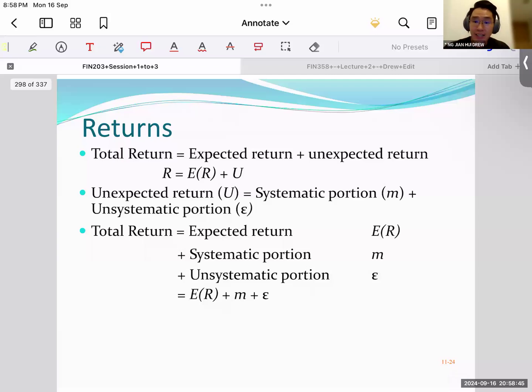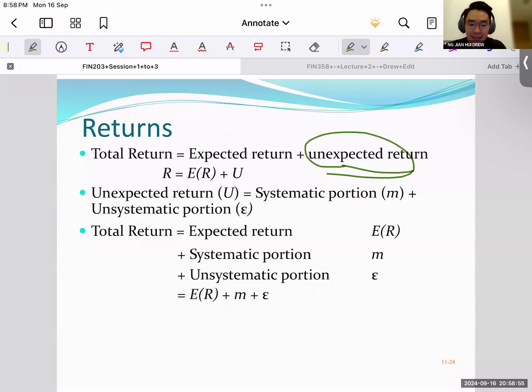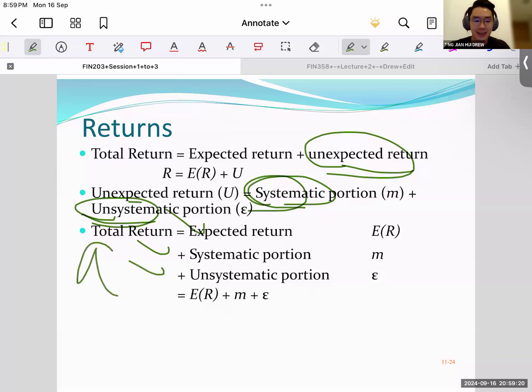Now, let's break the unexpected component down a bit more, right? The unexpected component can be broken down into two parts, systematic and unsystematic. Okay, so what does this mean? We'll have a full definition of what it means, but just keep this information in mind. So the unexpected can be broken down into systematic and unsystematic components. And so if we have the expected, systematic, and unsystematic, these three components give you the total returns.